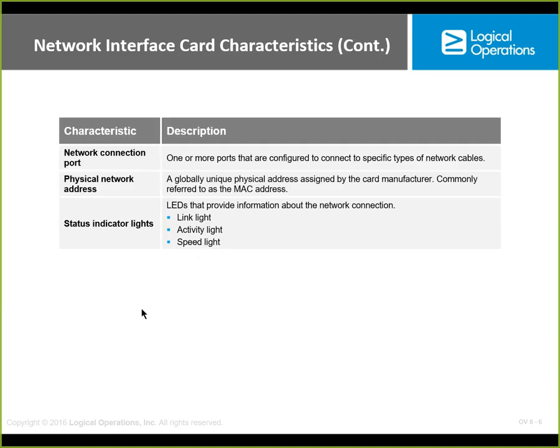The network connection port is one or more ports that are configured to connect specific types of network cables. And the only ones that we're really going to use today are going to be twisted pair, RJ45s, or fiber optics. Fiber to the computers has not been very profitable, I guess, because fiber costs a whole lot more to make than does copper wire.